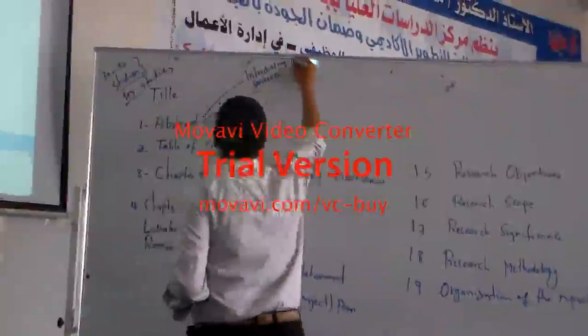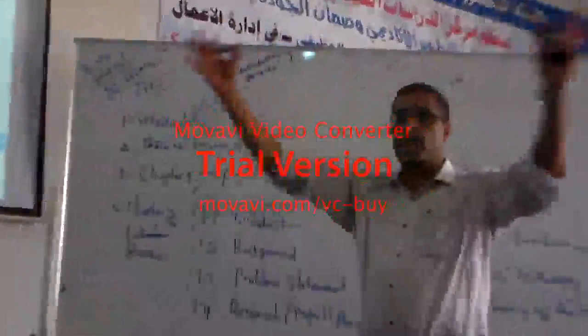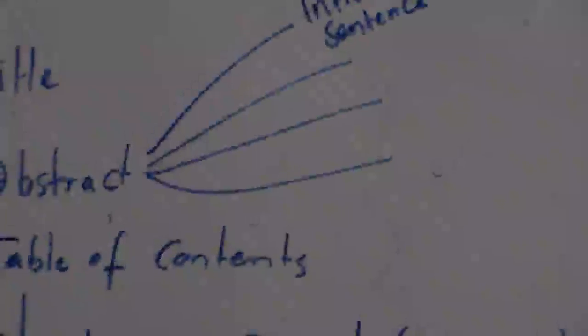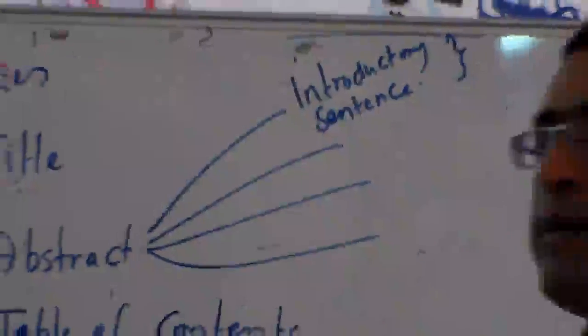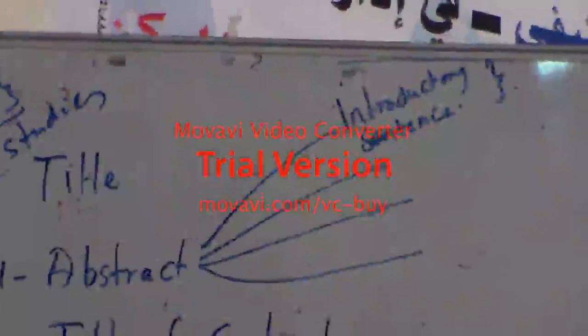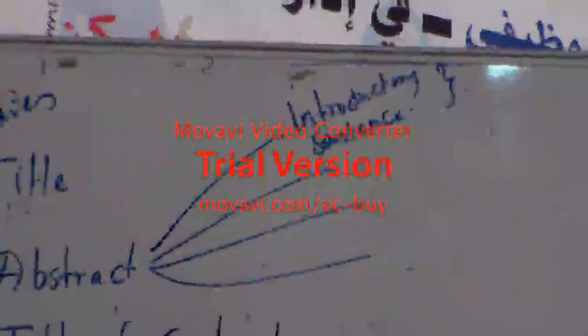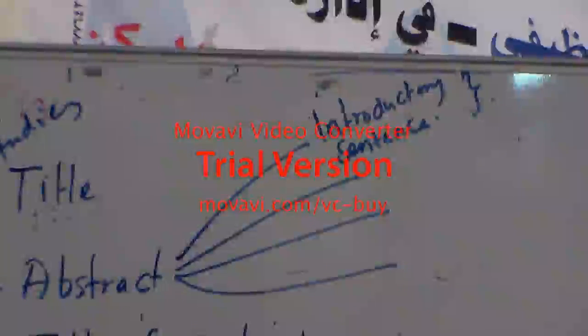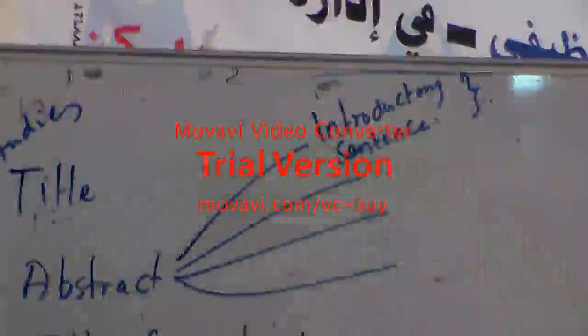This introductory sentence should be on the general topic. For example, you are doing electronic e-government. For example, your topic is about e-government. Your topic is about e-education, for example, or technology in education. So you write one introductory sentence.